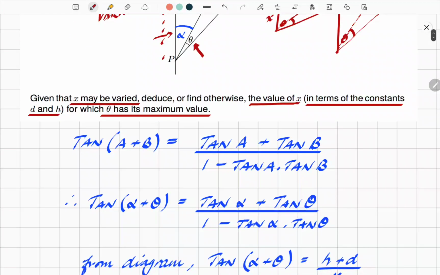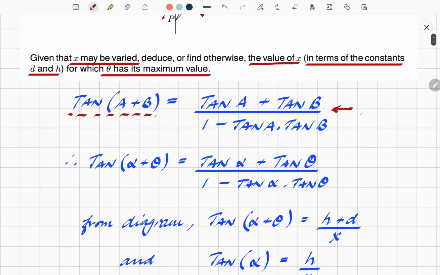The solution begins with the first bit of knowledge that you need to recall from A-level, the compound angle formula for tans, where tan(A plus B) equals tan A plus tan B, all divided by 1 minus tan A times tan B. So that's the formula. You can verify it by setting tan(A plus B) equals sine of (A plus B) divided by cos of (A plus B), and maybe I'll put it in at the end of the video as a little extra verification.